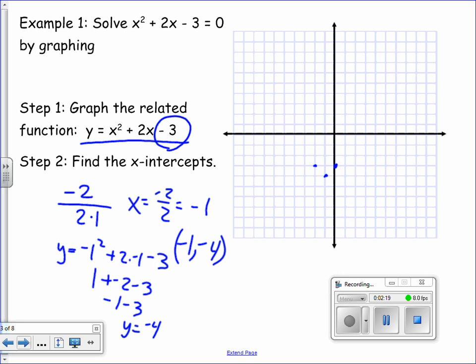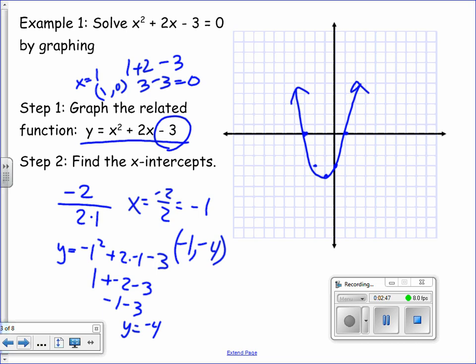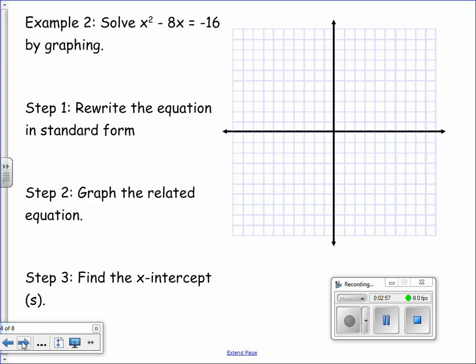So if x is 1, okay, what is y? Well, 1 squared is 1, plus 2 times 1 is 2, minus 3. 3 minus 3 is 0. So I have the point 1, 0 also on this parabola. And since I have the point 1, 0, with the line of symmetry, I'll be 2 away. I also have the point of negative 3, 0. Now I can draw a more accurate parabola. Okay? And my x-intercepts are my solutions. Okay? So I write that as x equals negative 3 and x equals 1. Those are my solutions, or what's also called the roots of this function.